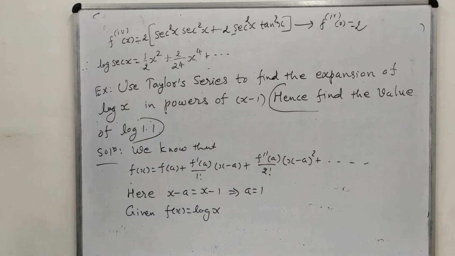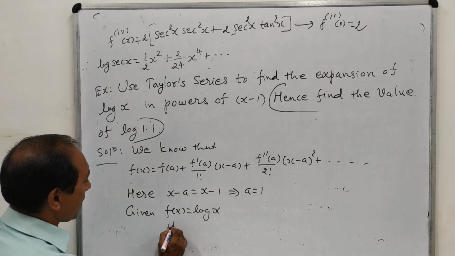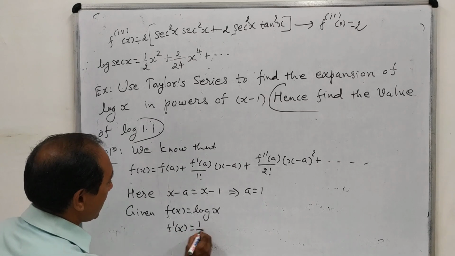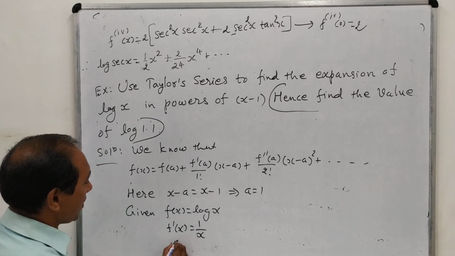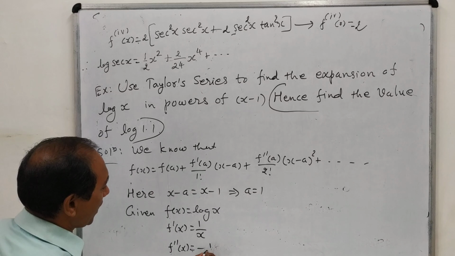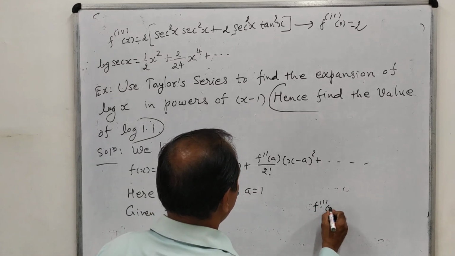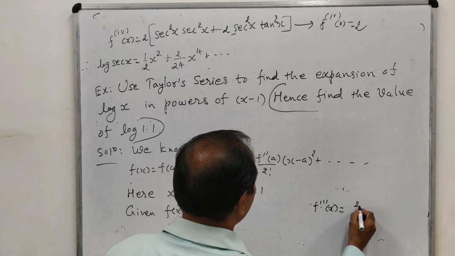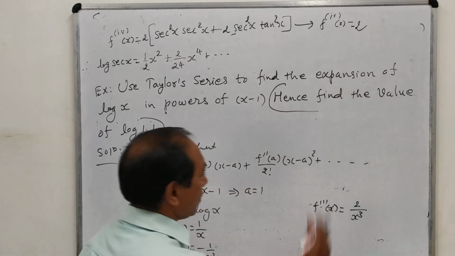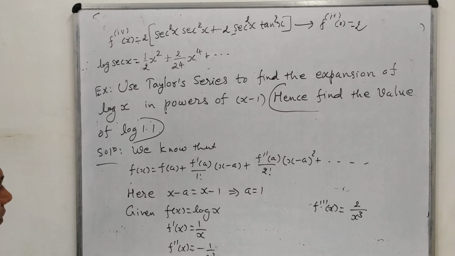So f of x is given. What do we require? We require to find out its derivatives only. In all Taylor series and Maclaurin series, we require to find out the derivatives only. So here the derivative of f of x equal to log of x is f dash x equal to 1 upon x. f double dash x is minus 1 upon x square. Then f triple dash x is 2 upon x cubed. Already we have seen this earlier. Okay.